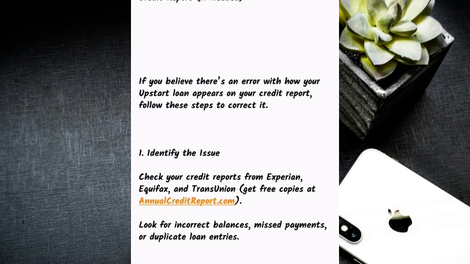So you want to check your credit report from Experian, Equifax, and TransUnion. You can get free copies at annualcreditreport.com. You want to look for incorrect balances, missed payments, or duplicate loan entries.